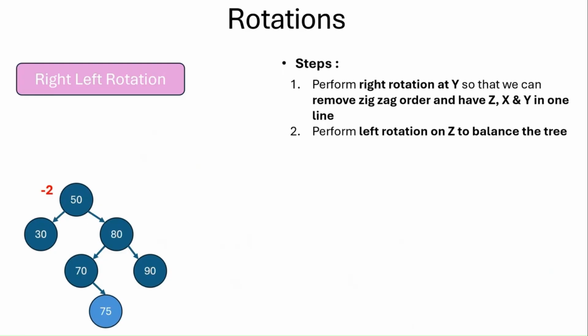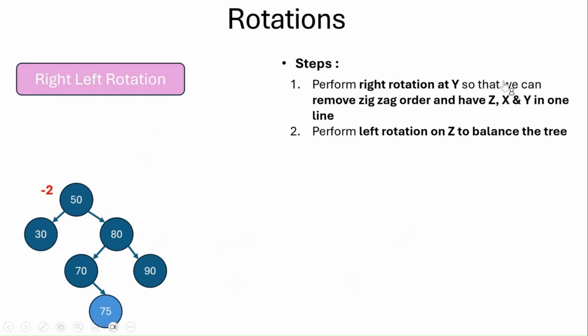Let's understand with the example. Let's say this is our binary search tree, and we are now adding a new node, 75, here. So the tree becomes unbalanced at node 50, with balance factor 1 minus 3, which is minus 2. So these are the steps.